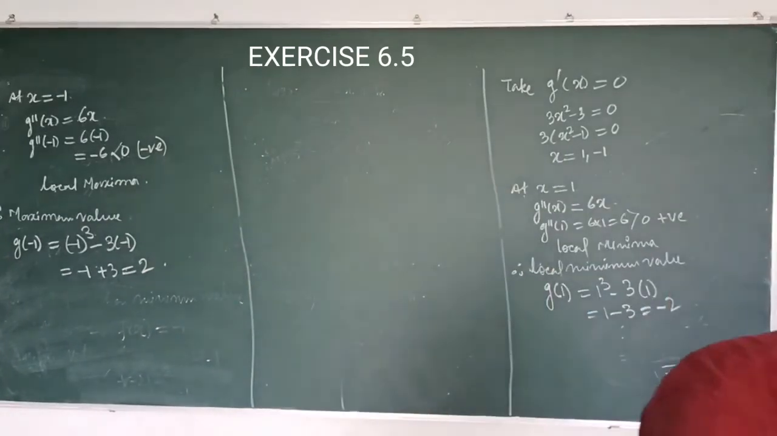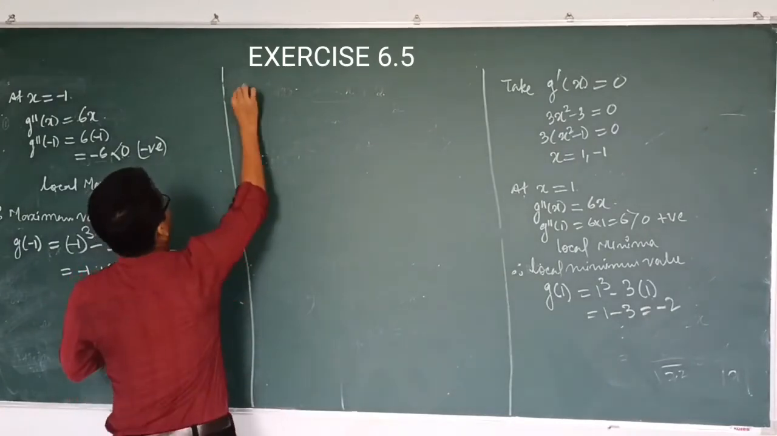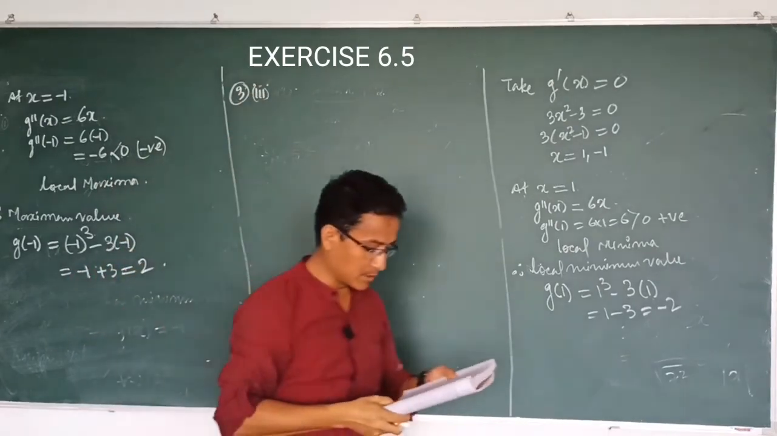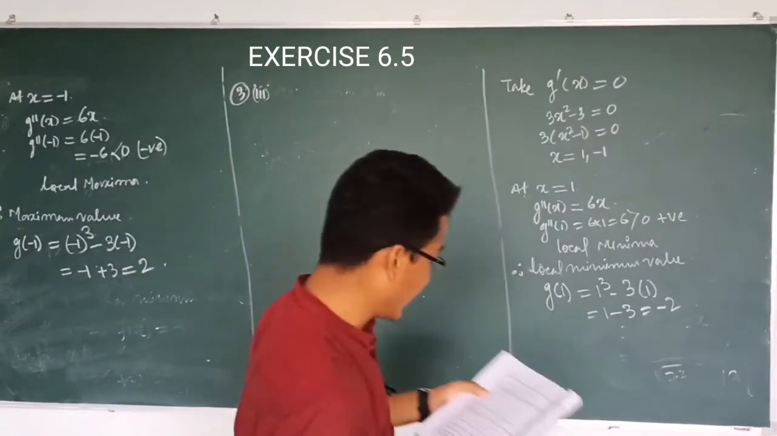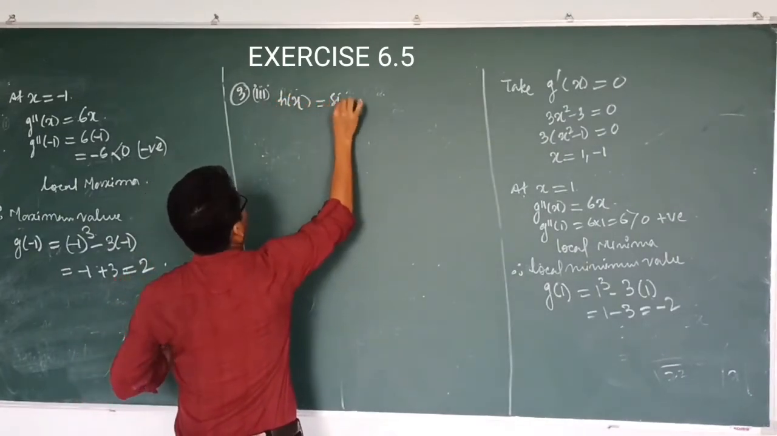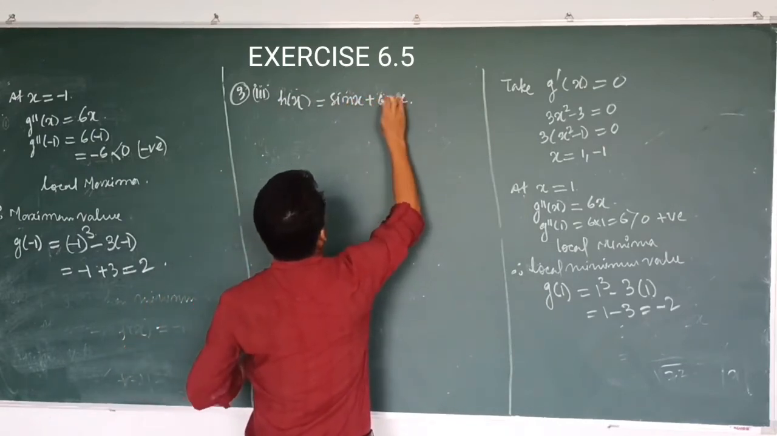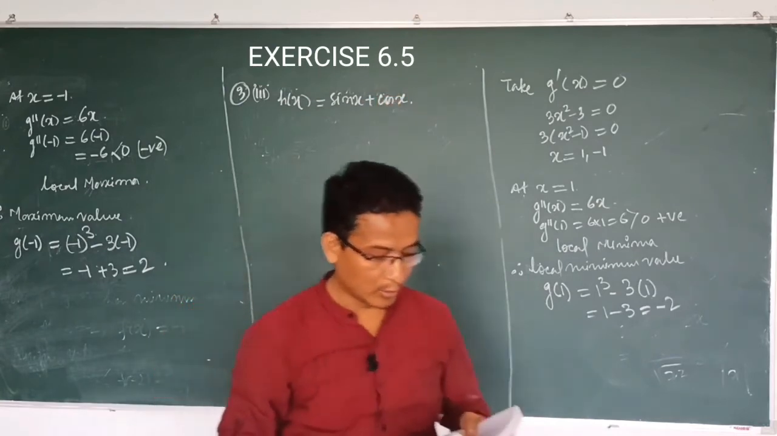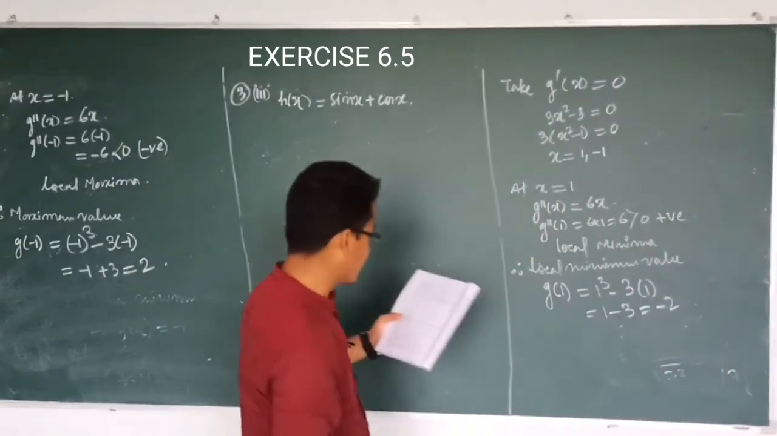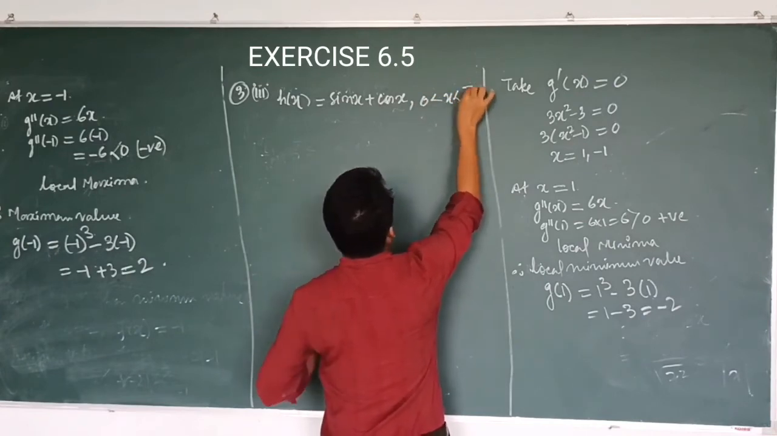Now take question number 3, Roman number 3. Let's see this. h(x) is given, h(x) equal to sin x plus cos x. We have to check the local maximum and local minima, if any. The condition given is 0 less than x less than pi by 2.